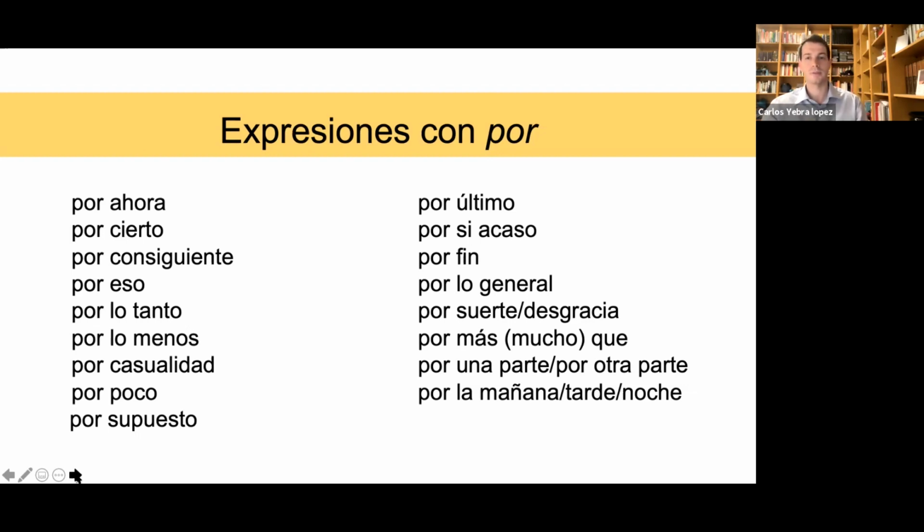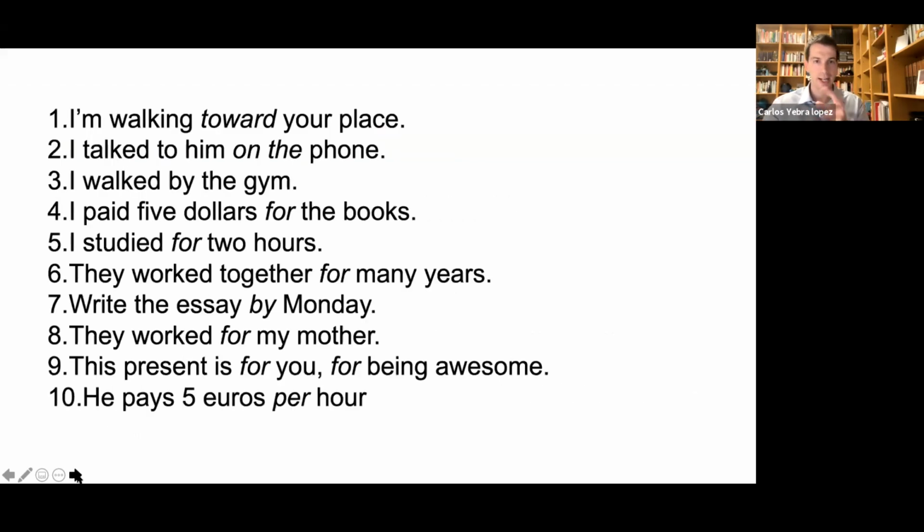So knowing this, bearing all of this in mind, let's try to translate the following sentences into Spanish. Sentence number 1, I'm walking toward your place. Estoy caminando para tu casa. Right? Because we're expressing direction, dirección, para tu casa.